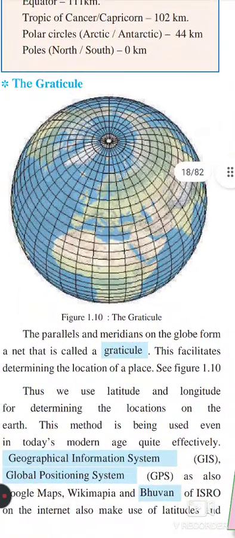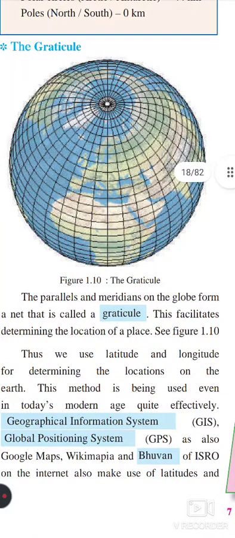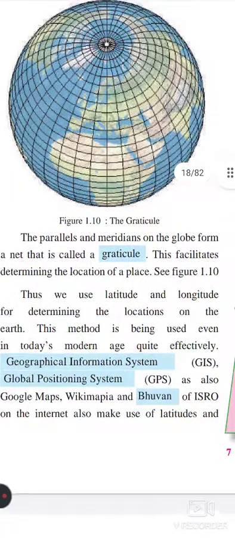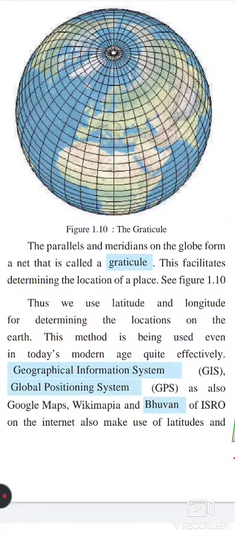This is the graticule, the imaginary lines of longitude and latitude. These are the different parallels and meridians on the globe. This net is called a graticule. These facilitate determining the location of places. Thus we use latitude and longitude to determine locations on the earth. This method is being used even today in the modern age, quite effectively.